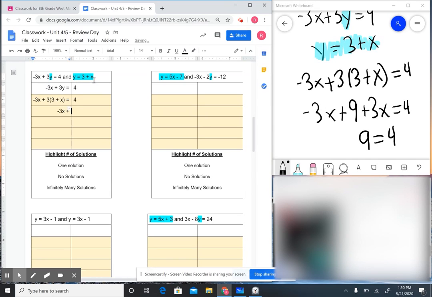Yeah, it's no solution. Good job, Angelic. So it is no solution because it's a false statement. And so you have 9 equals 4. That's a false statement, so that would be no solution, right? And there's going to be a question on the test, hint, hint, where you're going to see a problem solved and you have to think about what that means. So that's a no solution problem, right? When you get a false statement, that's a no solution problem.